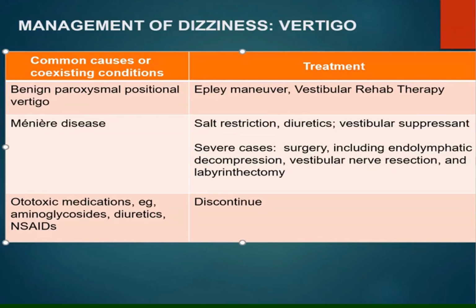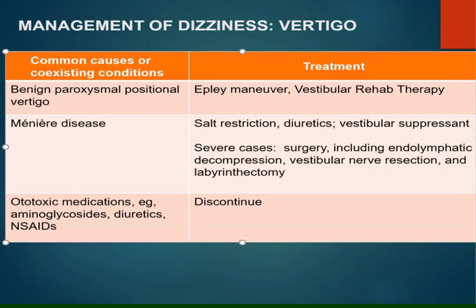In terms of Meniere's disease, some suggestions are to have salt restriction, to use diuretics, and also to use a vestibular suppressant such as meclizine. In severe cases, you might consider a referral to the ENT service for decompression therapy. Basically, it's an overpressure within the cochlea that needs to be relieved.